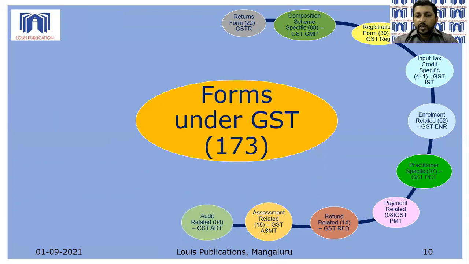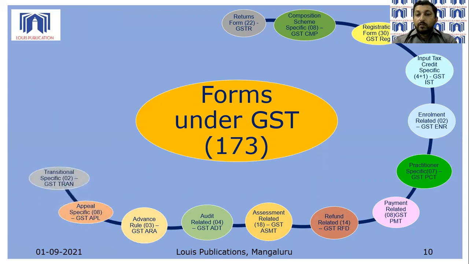Then we have audit related forms, 4 in number, GST ADT. Then we have advance ruling forms, which are 3 in number under the name GST ARA. Then you have appeal specific forms, 8 in number, GST APL. Then we have transitional specific forms, moving from GST to composition to normal scheme. There are 2 forms, GST TRAN. Then we have e-way bill related forms. There are 6 in number under the name GST EWB.